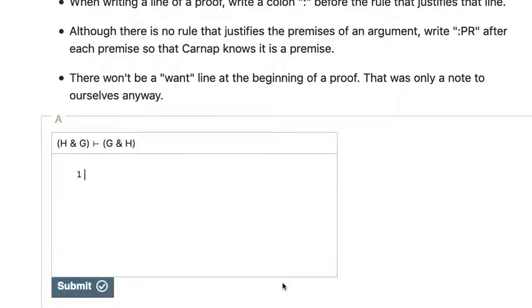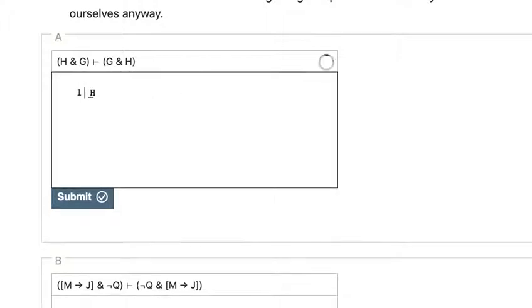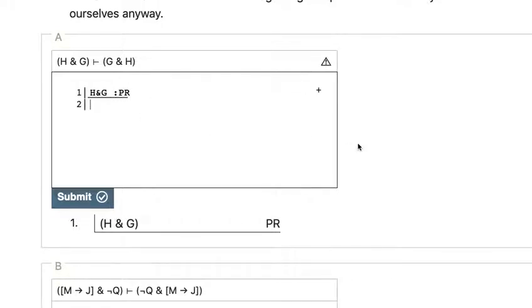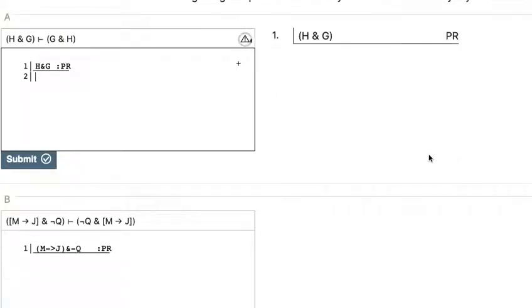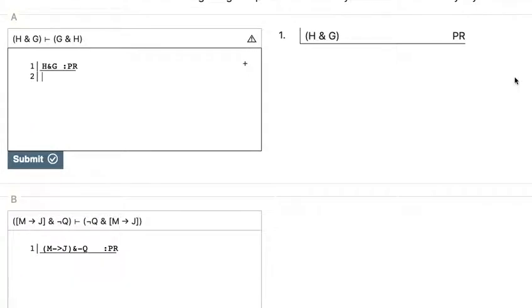Okay, here's an example. Problem A. Given H and G, we want to prove G and H. So we start with H and G and colon PR to indicate that it's a premise. Notice here on the right, Carnap is constructing the proof as it'd actually look as a proof. And here, we're typing out the sentences and the rules.